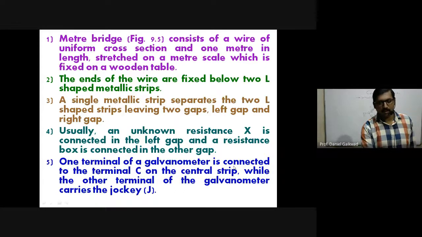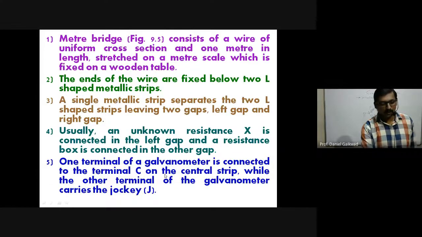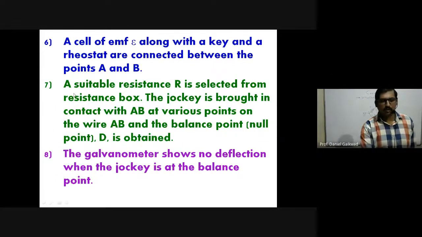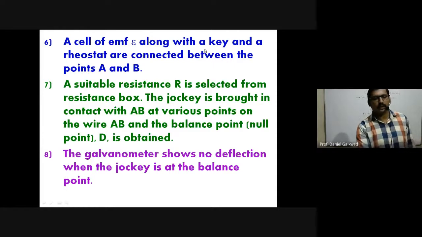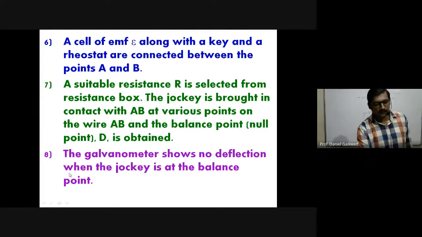One terminal of the galvanometer is connected to terminal C, which is on the central strip, while the other terminal of the galvanometer carries the jockey J. So these will be points 1 to 5. Now the sixth point: a cell of EMF E along with the key and a rheostat are connected between points A and B here.